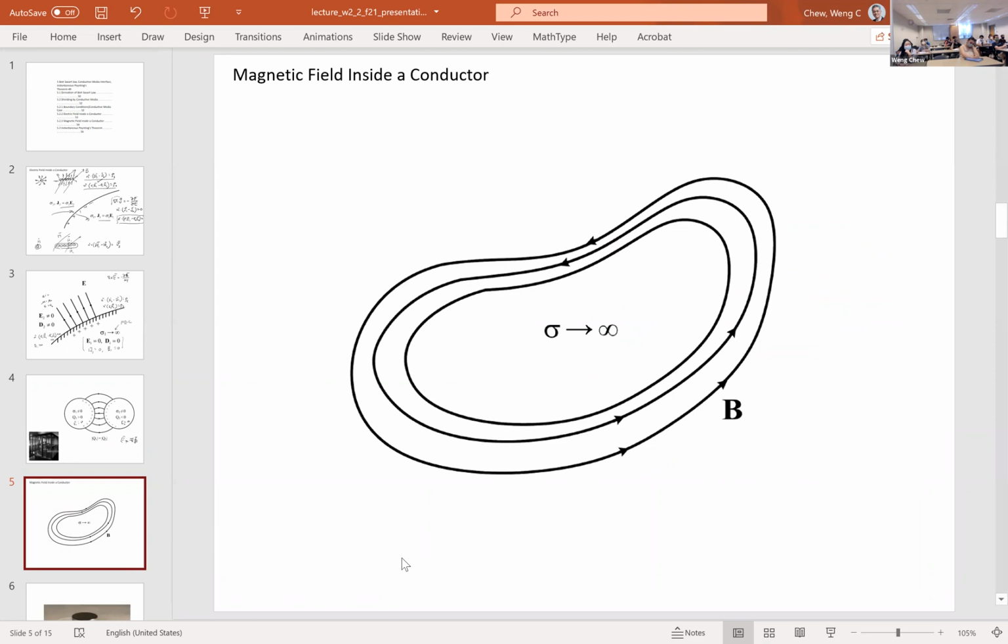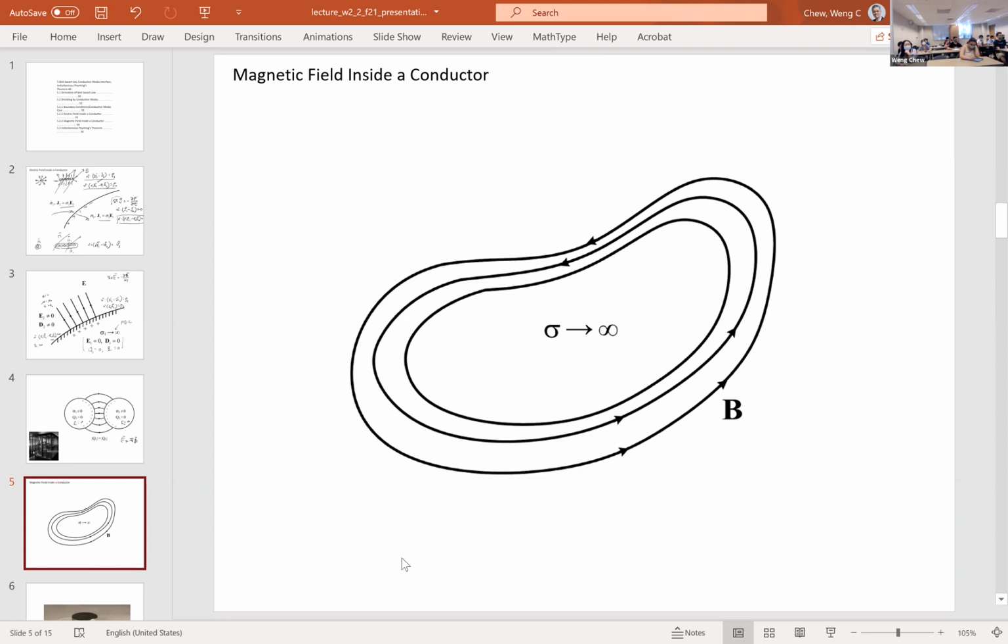Magnetic field is a bit trickier because we cannot shield out magnetic field with magnetic charges. There are no magnetic charges in this world, and they are yet to be discovered. Nobody has found them yet. So the only way you can shield out magnetic field is by using what we call Lenz's law, where you push the magnetic field outside, the eddy currents.